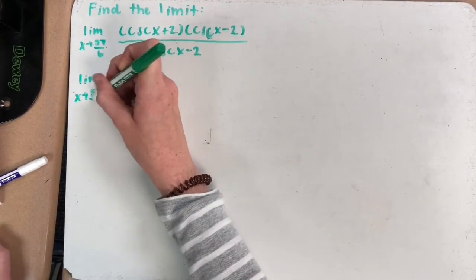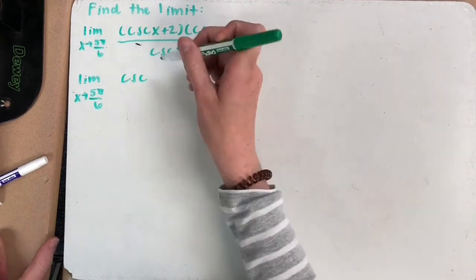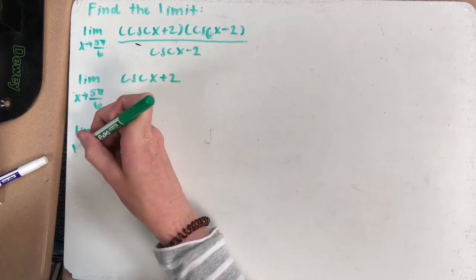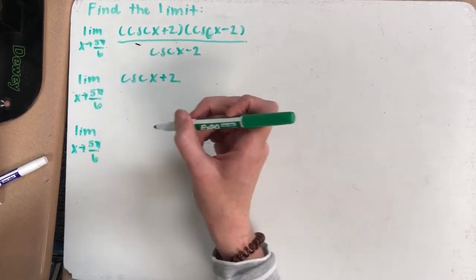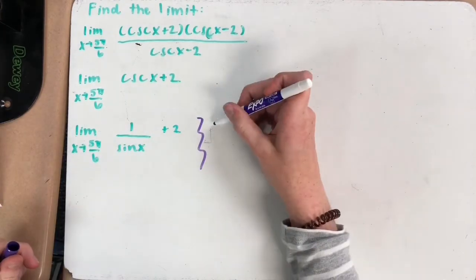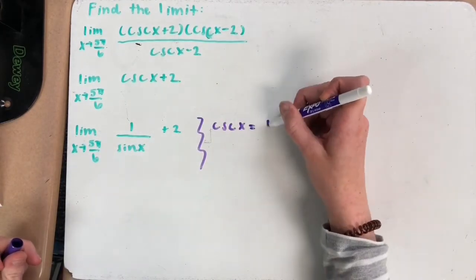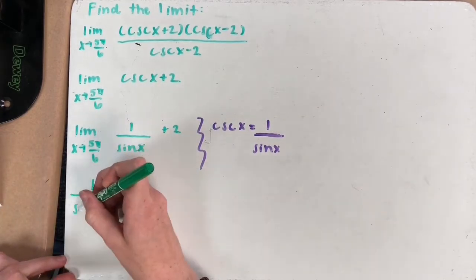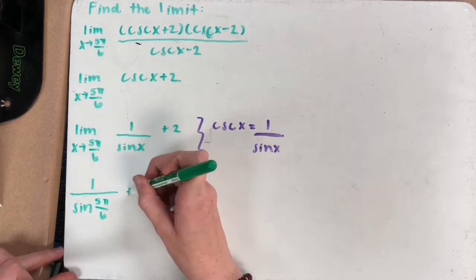Now cancel out the like term, cosecant x minus 2. Next, use the reciprocal identity of cosecant x to write cosecant x as 1 over sine x. Finally, plug in 5 pi over 6 for x.